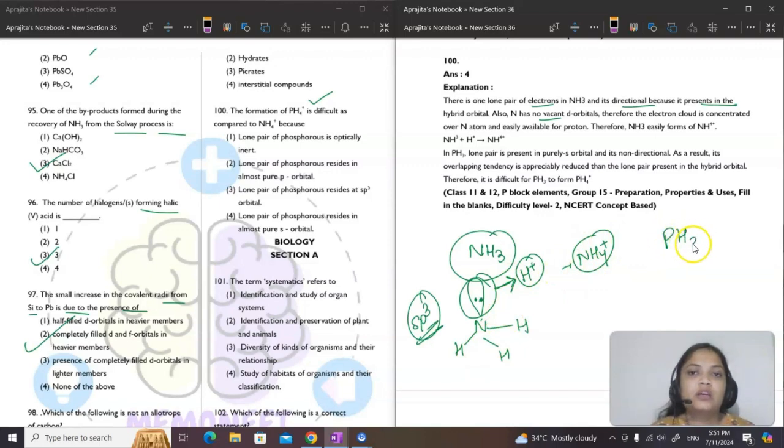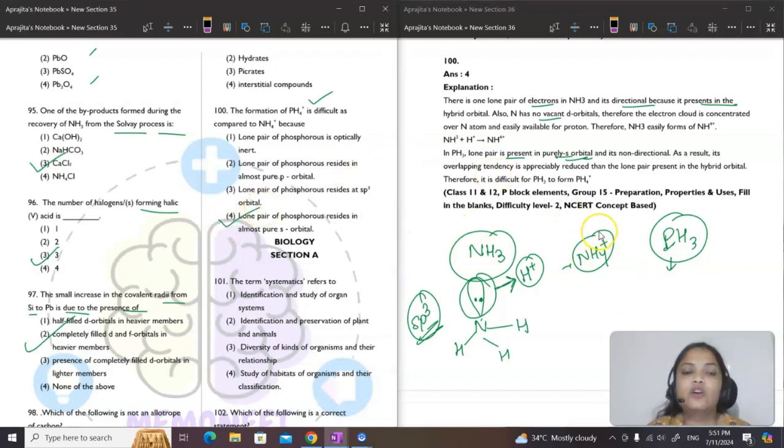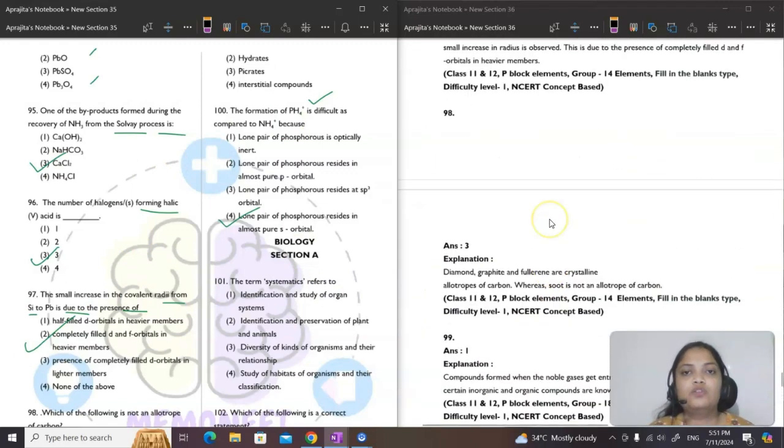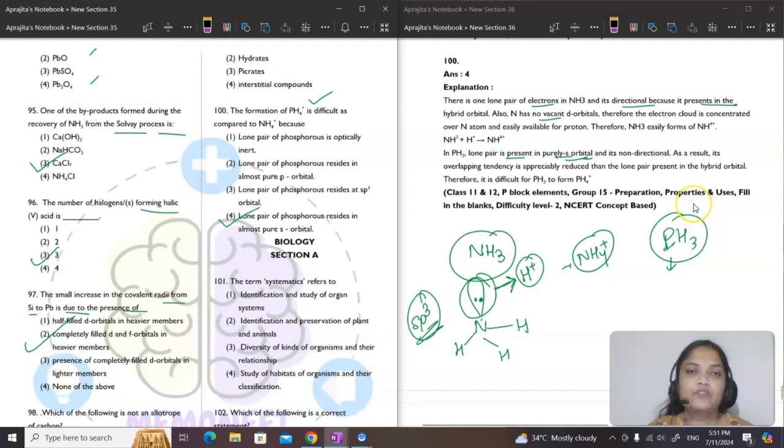But in PH3, that is your phosphine, the lone pair is present in the s orbital and it's non-directional. Here it was present in the hybrid orbital, that's why it was directional. But s orbitals are non-directional, so the overlapping tendency is very less as compared to ammonia. And moreover there are empty d orbitals also, so here the lone pair is not concentrated over the phosphorus. That is why it is difficult for phosphine PH3 to form PH4+ or to donate its lone pair of electrons. So we can say the answer is the lone pair of phosphorus resides in almost pure s orbital, whereas in ammonia it is in the hybrid orbital.